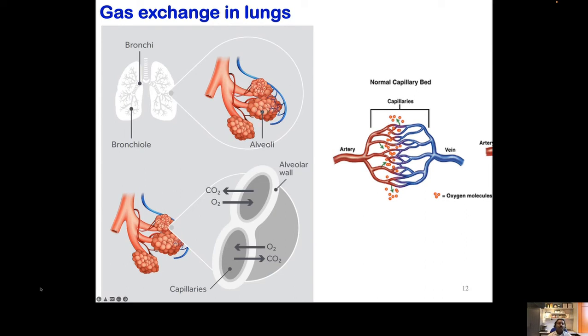So the alveoli are acting as the functional units of the lungs, and that's where the gases are going to be exchanged, and all the alveoli are strongly interconnected with the blood capillaries. So here, based on the oxygen density and the carbon dioxide density, simple diffusion of the gases will occur.